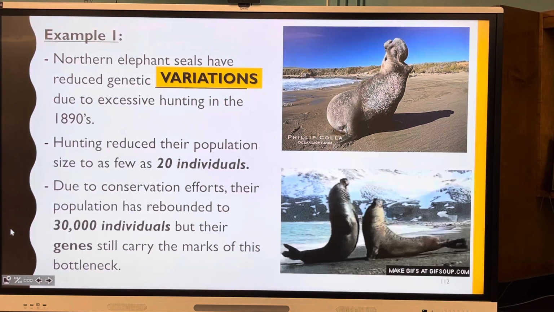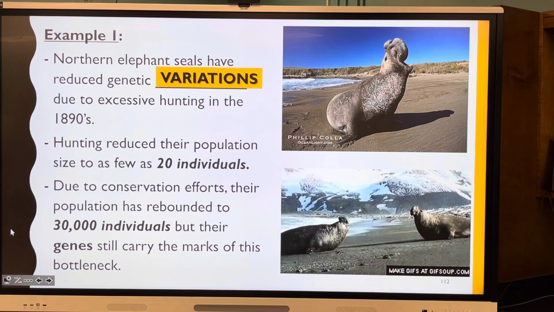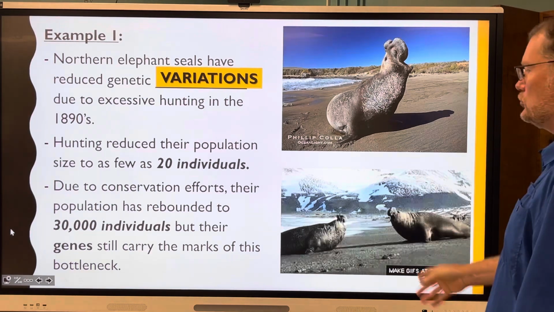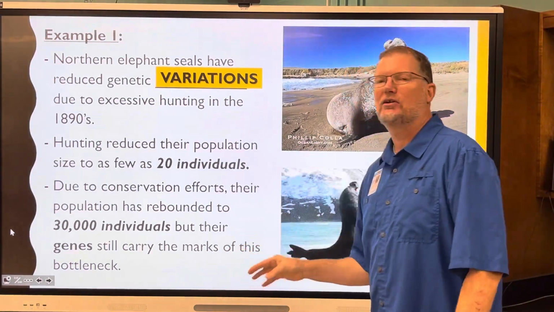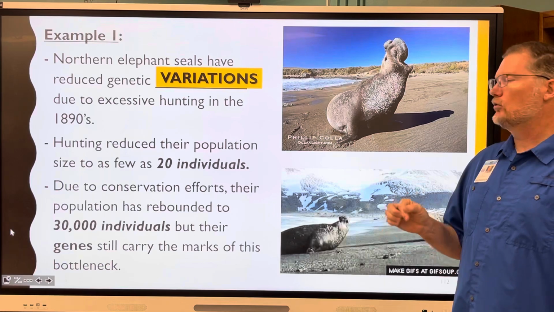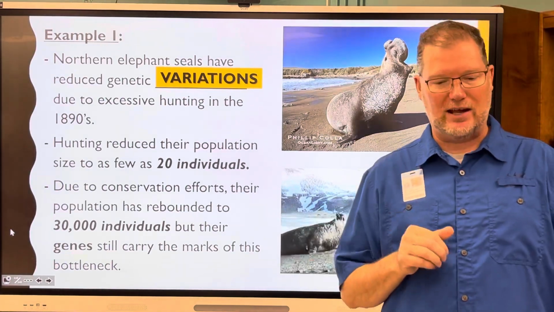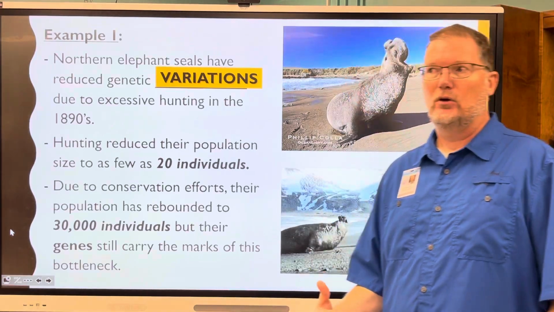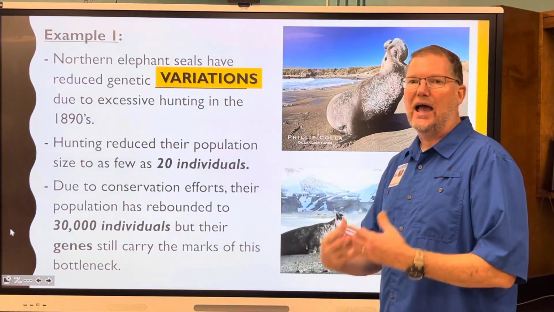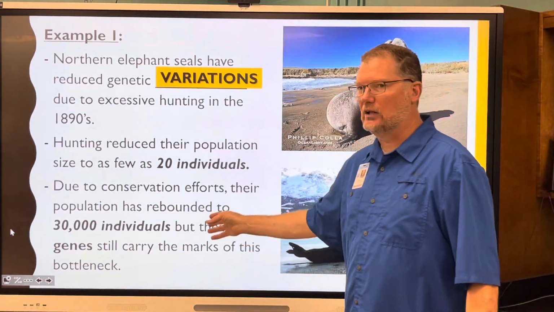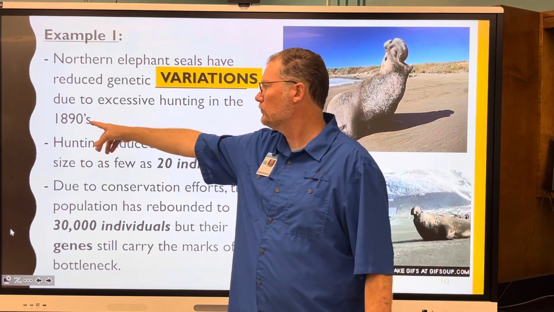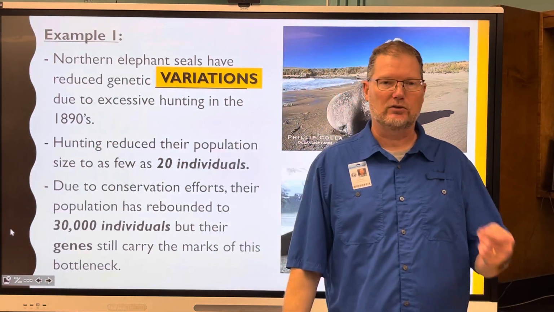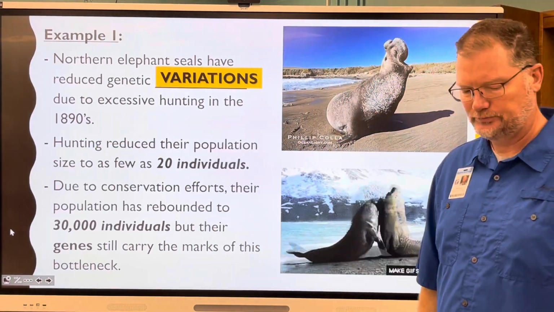So due to conservation efforts, their population has rebounded to 30,000, but their genes still carry the marks of this bottleneck. There's not too much variation in their population. Will it come back over time with mutations? Yes, but a lot longer than 140 years ago, or 30 years ago.